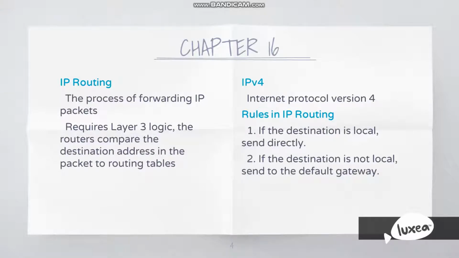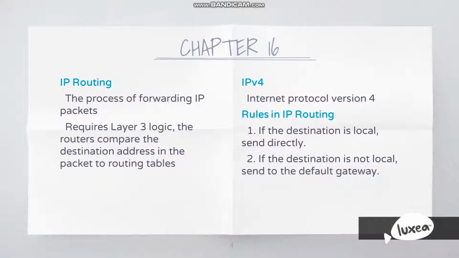IP routing is the process of forwarding IP packets, and it requires layer 3 logic, so the routers compare the destination addresses in the packet to routing tables. Also, due to IP routing rules, they search for the path to the host IP destination first. Secondly, if there's no host IP address match, they look for the matching network address pathway. However, if they cannot find it, they will use the default gateway, 0.0.0.0.